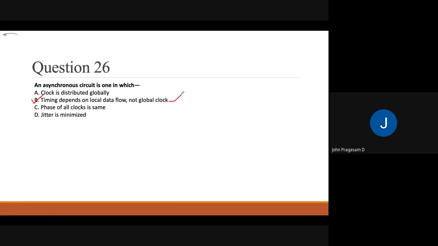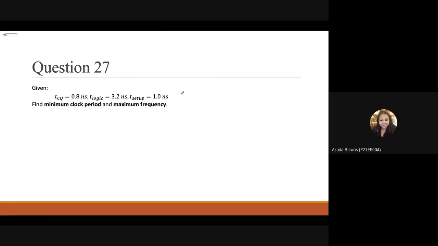Okay, ma'am. Question number 27. TCQ is given, T logic is given. I think you have solved this type of question. So we can solve this, right? Just add these three, you will get the minimum clock period, and to find the maximum frequency, just 1 by TCLK minimum.